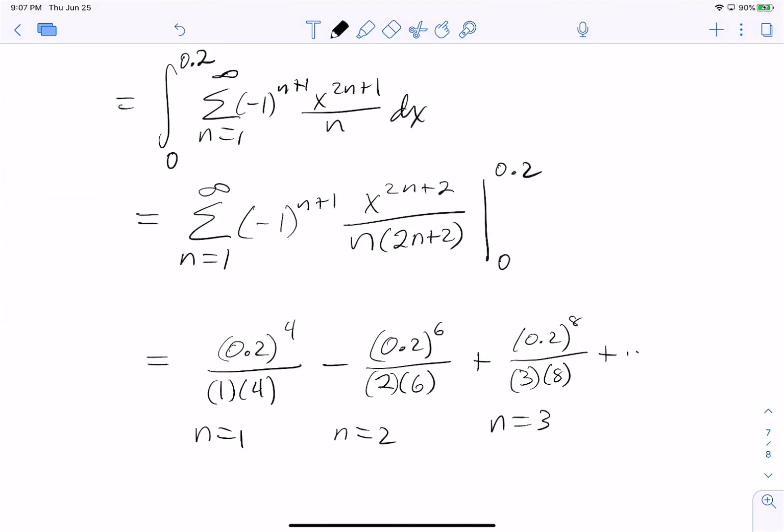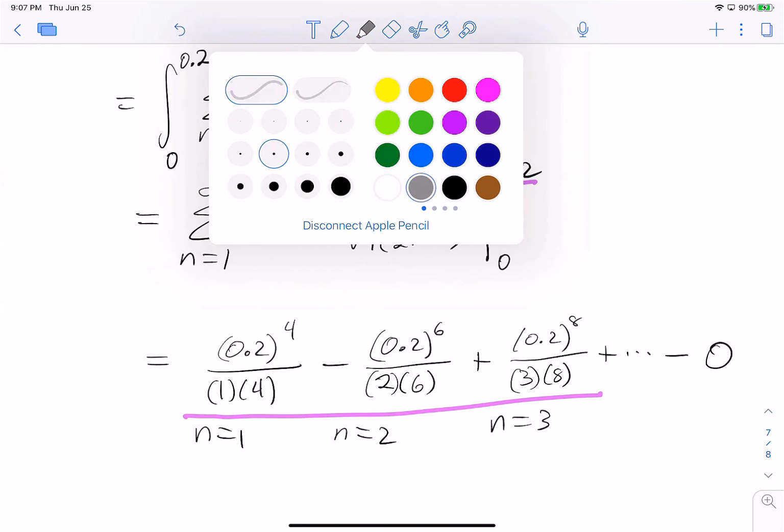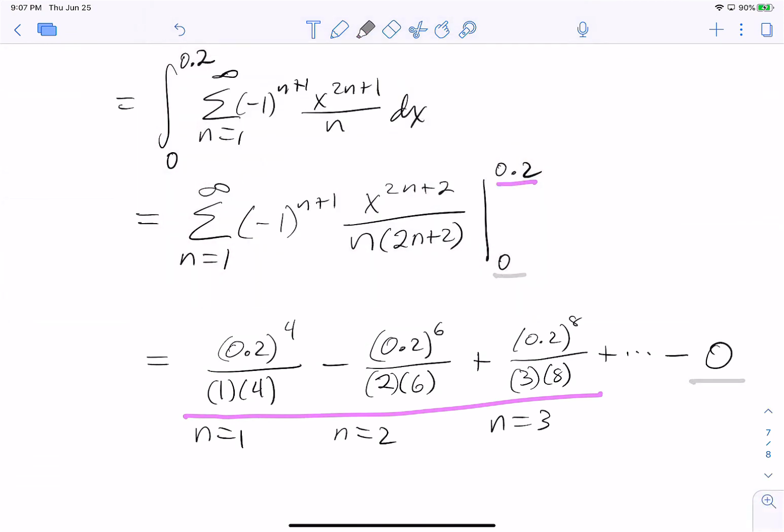I'm going to put plus dot dot dot, it goes on forever, but we still have to subtract what happens when we put 0 in place of x. When we do that, we get 0 for all of our terms. So we have a few terms that we wrote out when x is 0.2, and then we have just a 0 when x is 0. How many terms do we need, though?